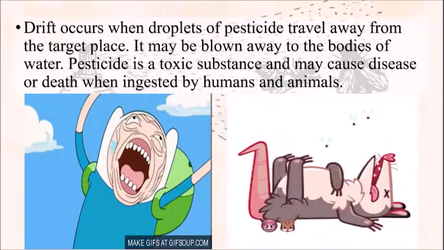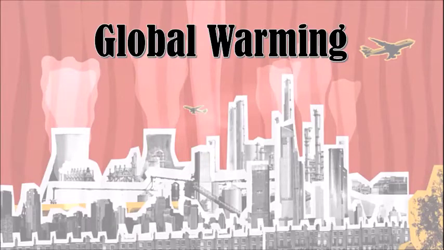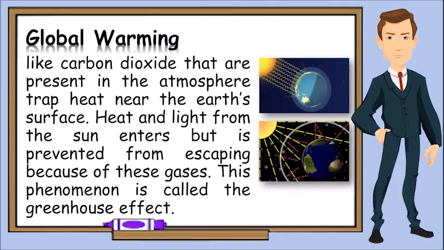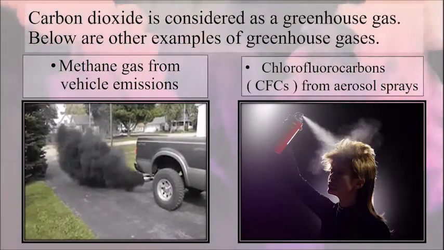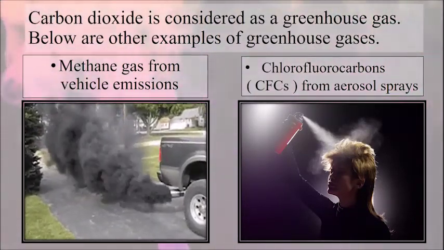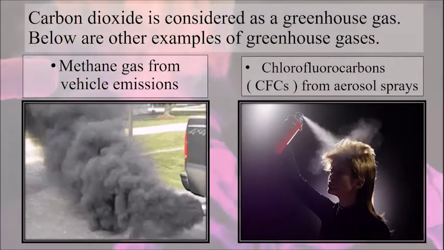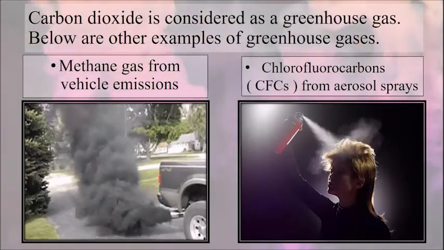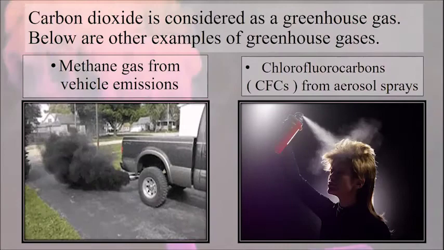Let's now proceed to global warming. Gases like carbon dioxide that are present in the atmosphere trap heat near the Earth's surface. Heat and light from the sun enter but are prevented from escaping because of these gases. This phenomenon is called the greenhouse effect. Carbon dioxide is considered a greenhouse gas. Below are examples of greenhouse gases, such as methane gas from vehicle emissions and chlorofluorocarbons or CFCs from aerosol sprays.